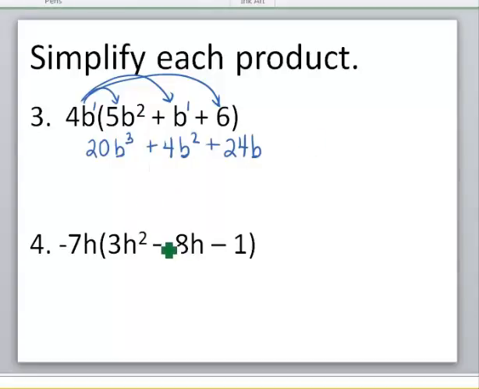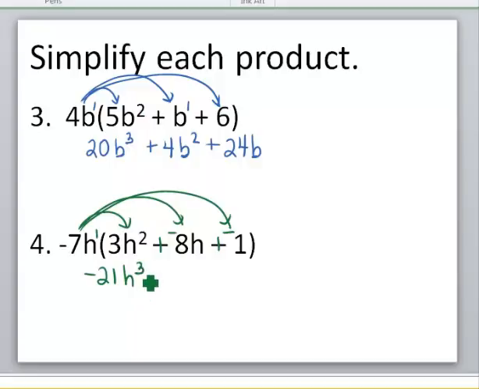On the next problem, I'm going to go ahead and change my signs to plus the opposite before I begin. And then I will be distributing this to each of the terms. Negative 7 times 3 is negative 21. This is h to the first, so I have h to the first times h to the second. So I end up with h to the third.